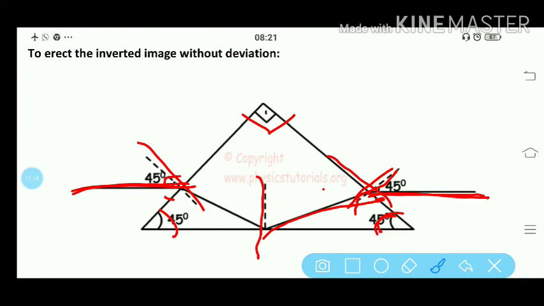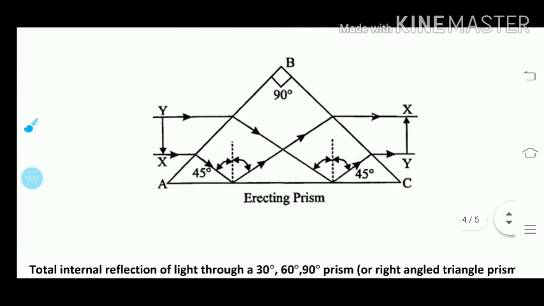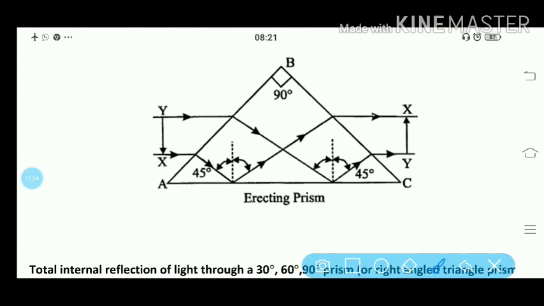So, consider this with a two-ray diagram. Suppose in this diagram, this is our object XY, which you can see is an arrow in the downward direction, and when we get the image of this object, the pointed arrow you can see is just inverted over here. Here only we will invert the image in this type of prism. This is called an erecting prism.